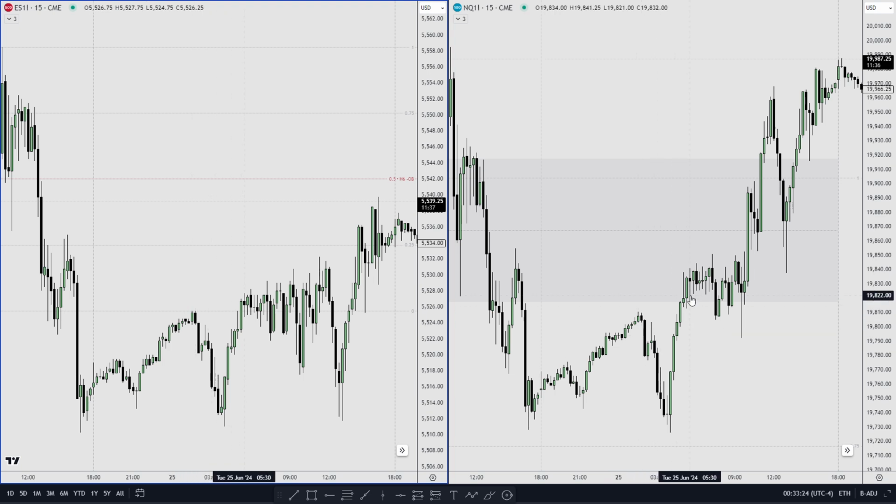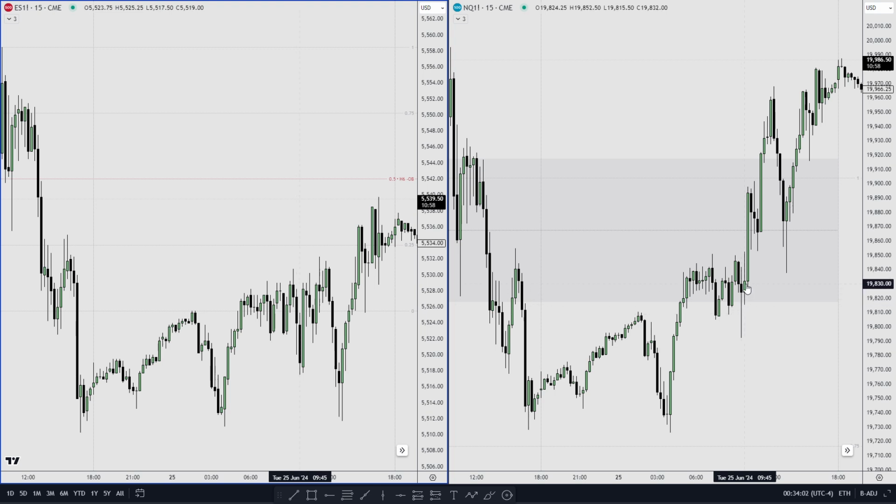Heading on into the New York session, we have this consolidation right here for NQ prior to 10 o'clock, and we have this consolidation right here prior to 10 o'clock for ES. So ES, this is the classic seek and destroy profile, whereby the range is expanding, lower lows and higher highs. However, Nasdaq wasn't showing a similar market profile as ES, but it's in a very small range consolidation.